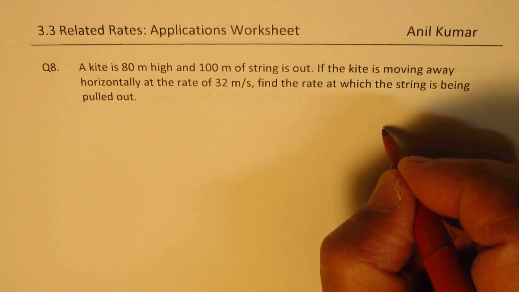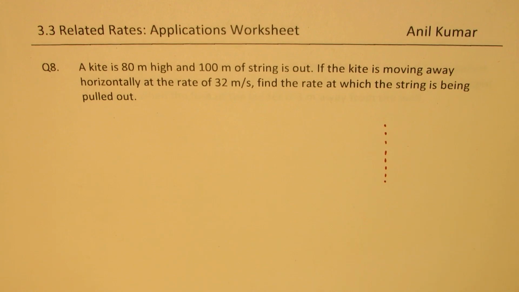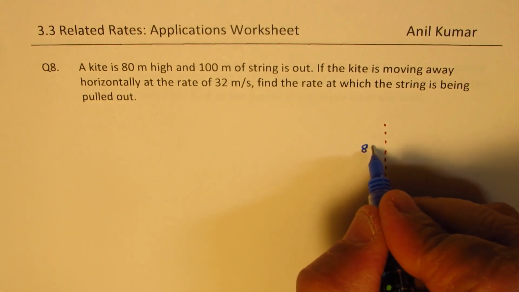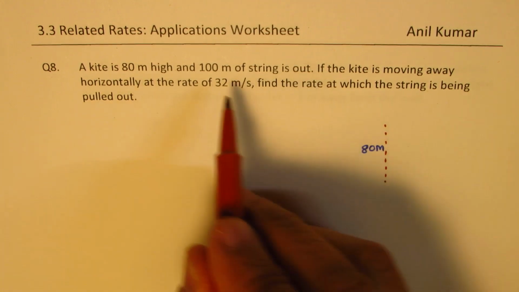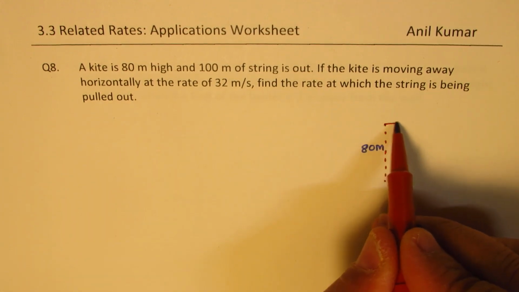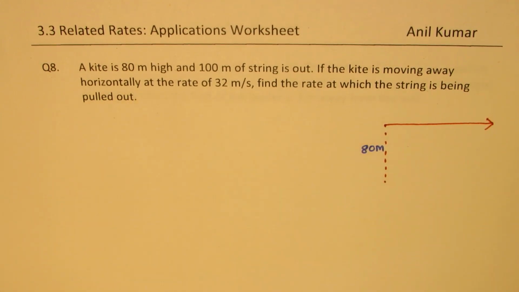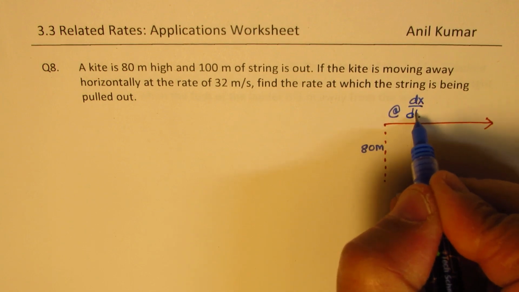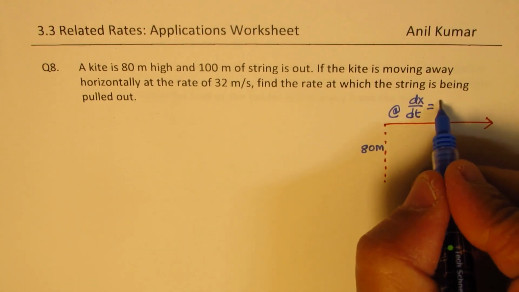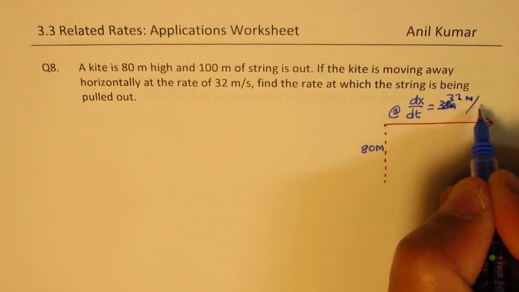So think about it like this. Vertically, the kite is 80 meters high, right? So this is 80 meters. This is fixed. Now, the kite is moving away like this in this direction, right? Moving away horizontally, and this rate at which it is moving away, let's say dx/dt, is equal to 32 meters per second, correct?